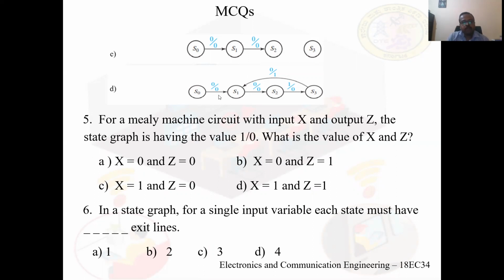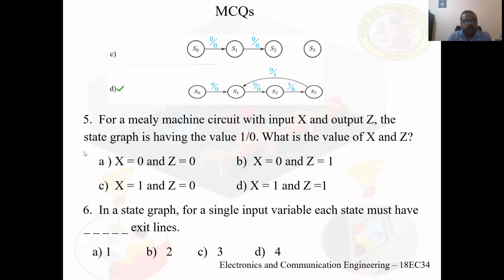Now, in option D, what we have is 0, 0, 1 and 0, right? So now the sequence we have is 0, 0, 1 and 0, so the output is equal to 1 here. So which is the right option for this one? It is D.